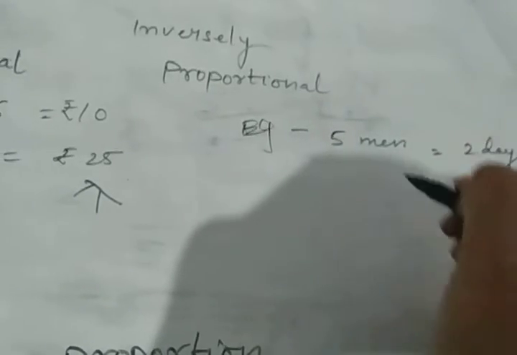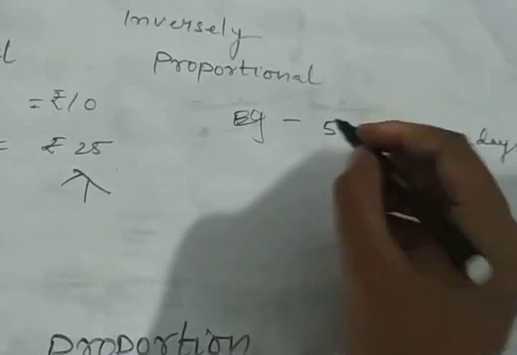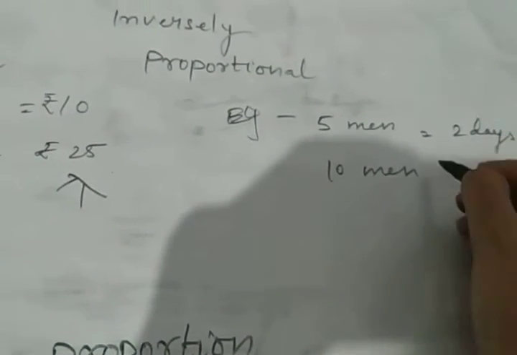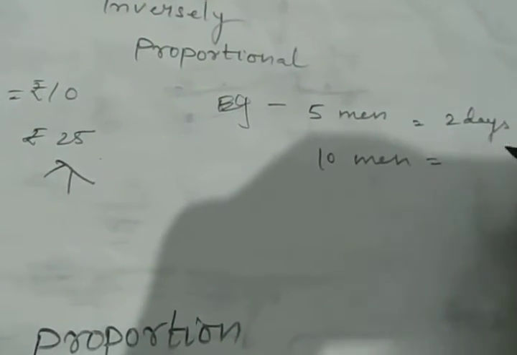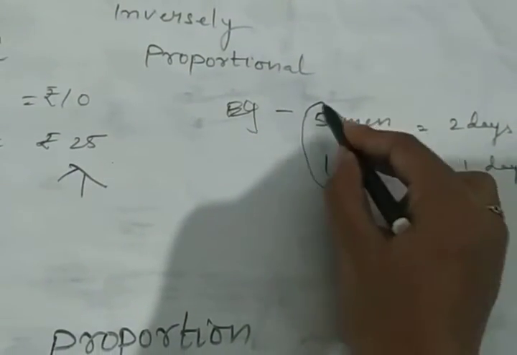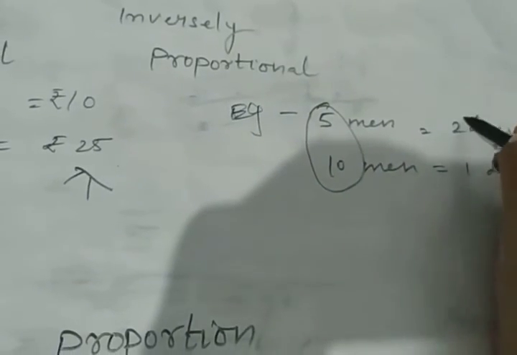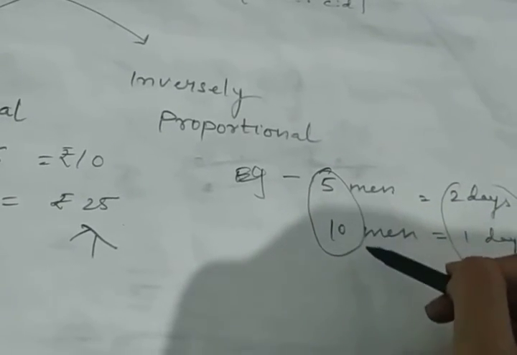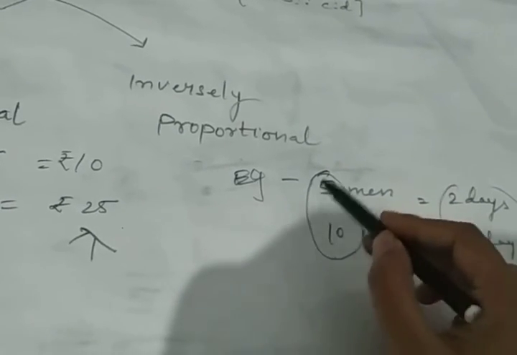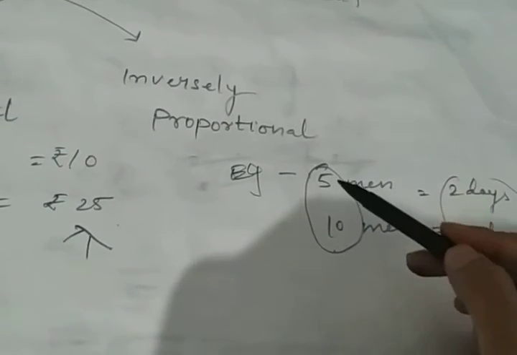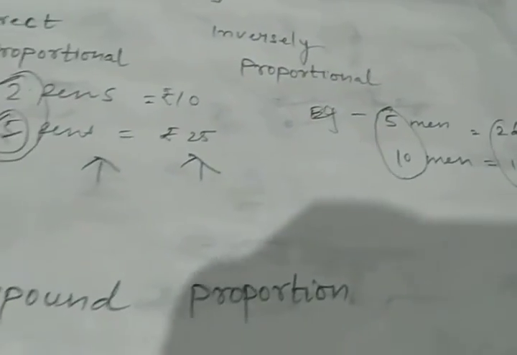5 men, and when we increase the number of men to 10 men to do the same work, the number of days of their working will be 1 day. Increase in one thing and decrease in another thing is called inverse proportion. We increased the number of men, so the number of days decreased, so that is called inverse proportion.